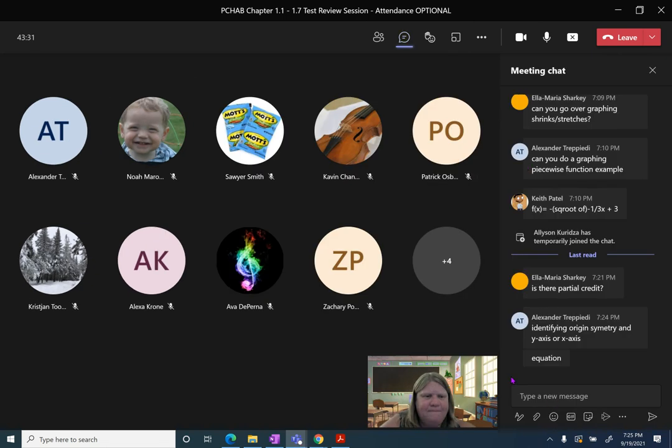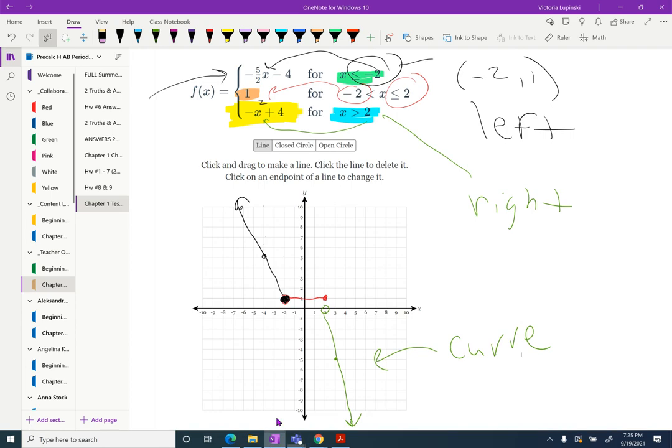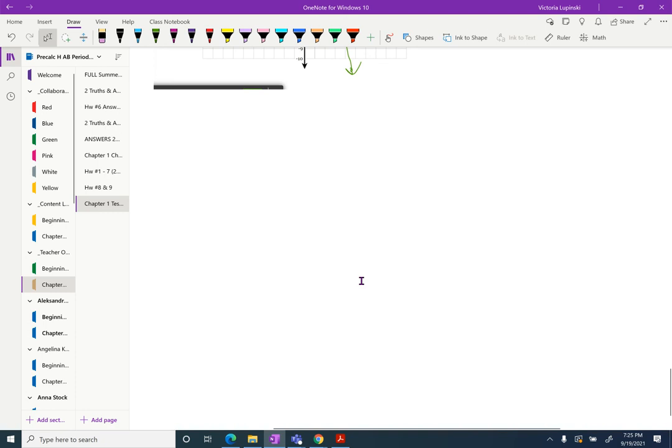An equation, okay? So let's go back to that. All right, so before we get back to that, again, there are even functions, there are odd functions, and then there's neither.